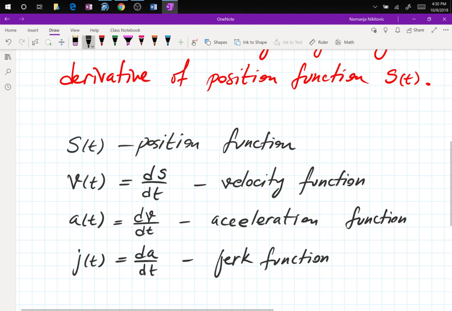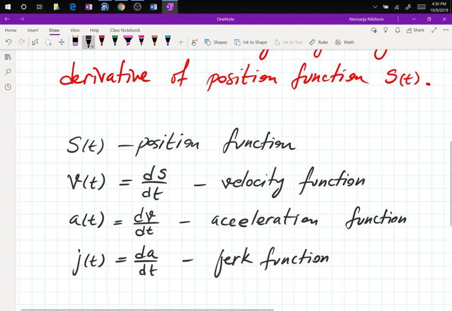So jerk is a rapid change of acceleration. You can press your gas pedal, which is acceleration. You can press it slowly, in which case you will pick up velocity slowly and you will not experience jerk.